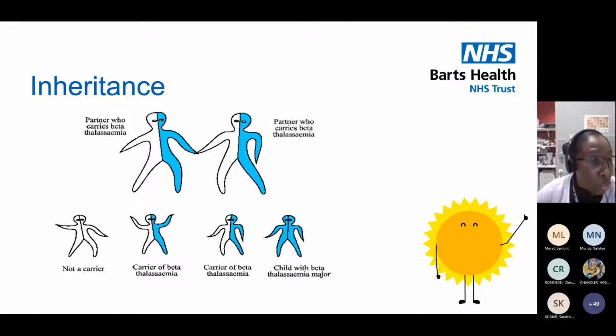So inheritance, I'm sure you've gone through this sometime during the day, so I'm not going to linger on this slide, but it's basically the same inheritance pattern as you have with sickle cell. It's a recessive gene where both parents have to be carriers of the abnormal gene.